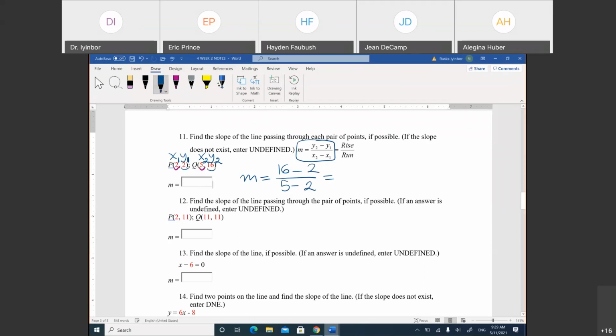So plug it in, you can just simplify it. 16 minus 2 is what? 14 over 5 minus 2 is 3. So my slope is 14 over 3, so that's what you're going to put here.